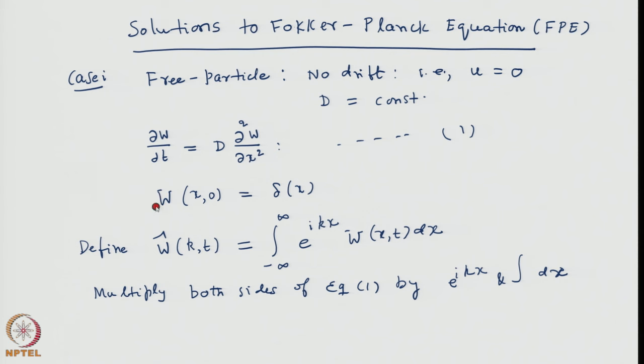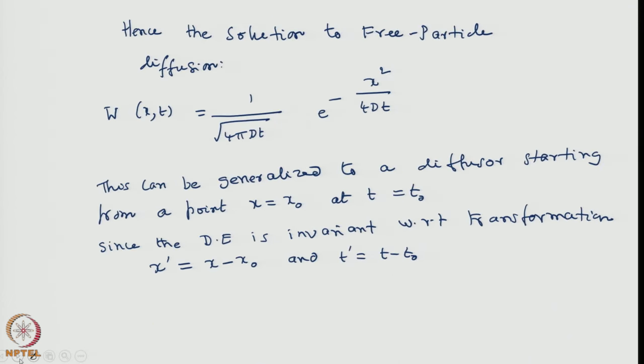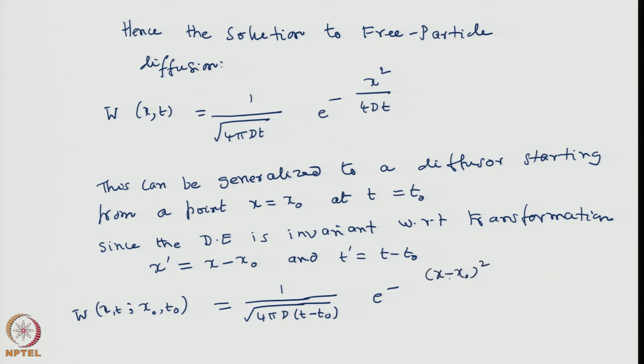The only difference I would have had is that I would have written W(x, t) at t equal to t naught would have been delta of x minus x naught. So, with that change and the transformation, we can easily see that by mere translational invariance, the above solution can be written as W(x, t), given that it was at x naught at t naught, equal to 1 by square root of 4 pi D (t minus t naught), e to the power minus (x minus x naught) whole square by 4 D (t minus t naught).